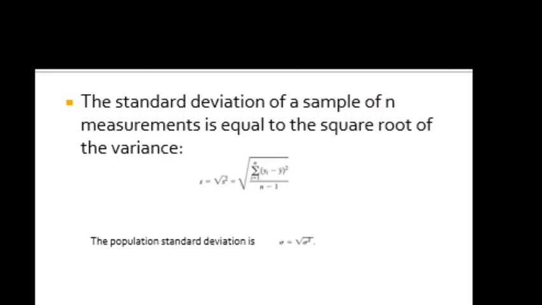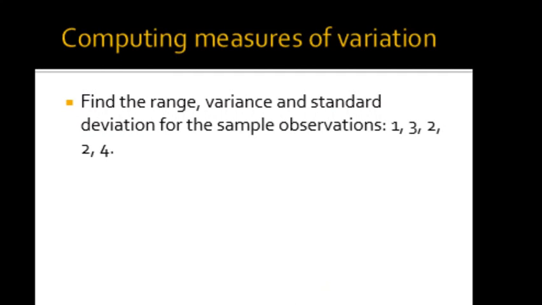Another measure that is related to the variance is the standard deviation. The standard deviation can again be calculated for a sample of n measurements. The standard deviation is simply the square root of the variance. So you can calculate the variance first and just take the square root of the value. You can see it's the same formula except for the square root sign. Same thing for the population standard deviation. Sigma is simply the square root of sigma squared, where sigma squared is the population variance.